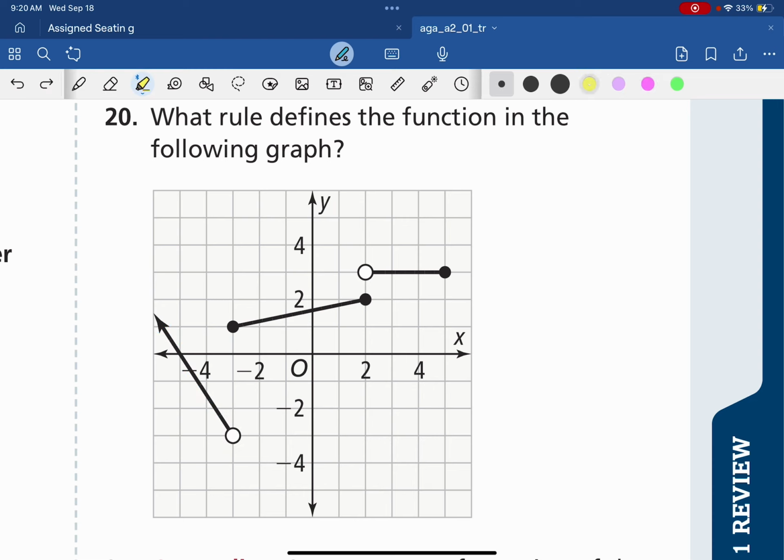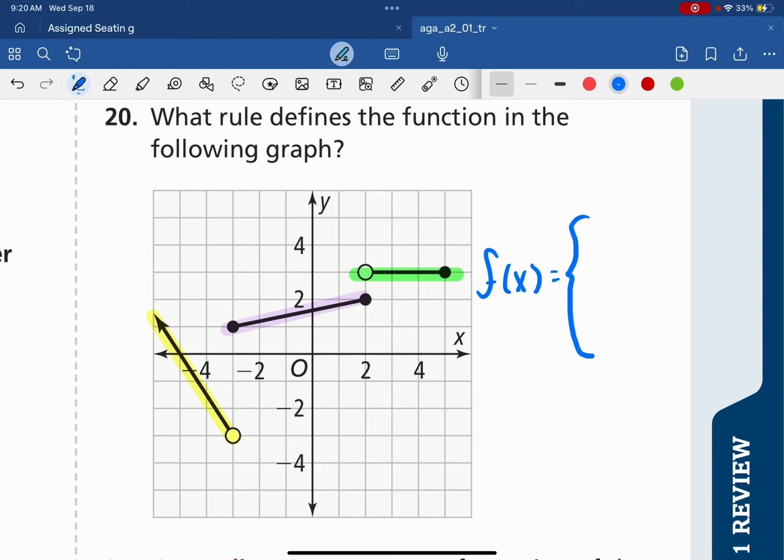I actually use my highlighter. I have this piece, I have this piece, and I have this piece. Okay. So I know that for my piecewise function, I have 3 pieces.